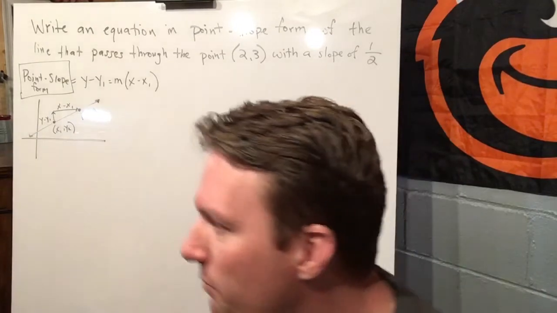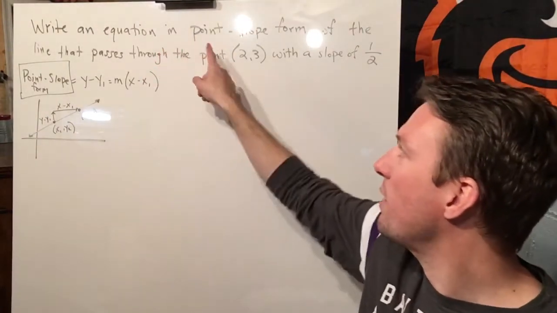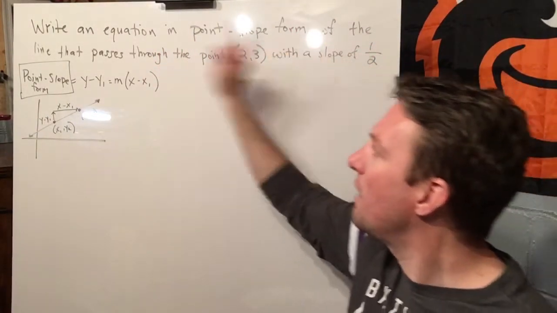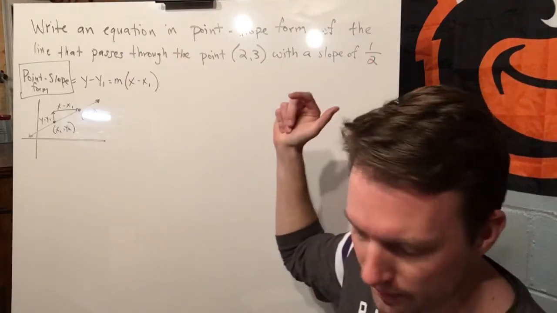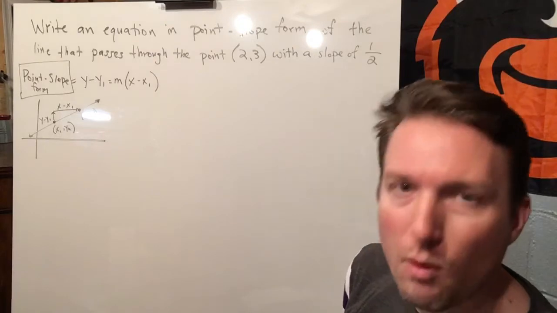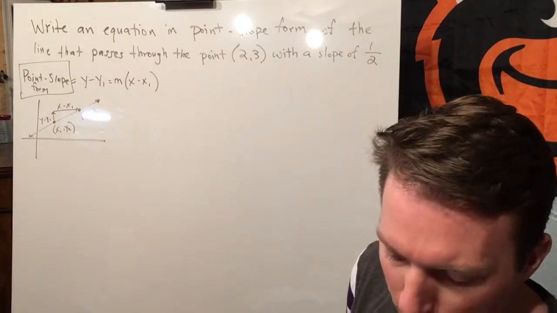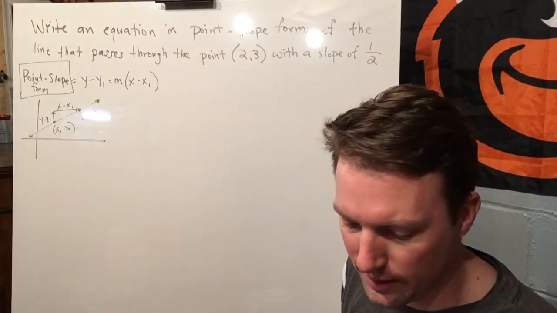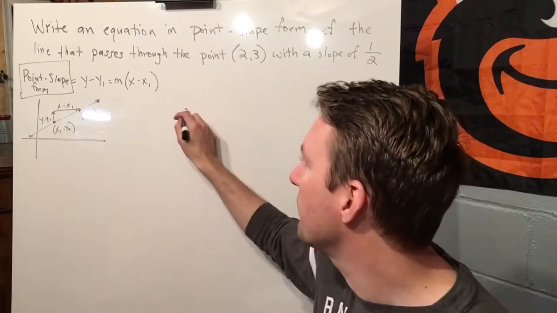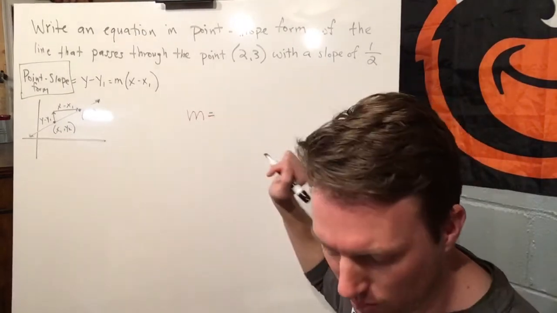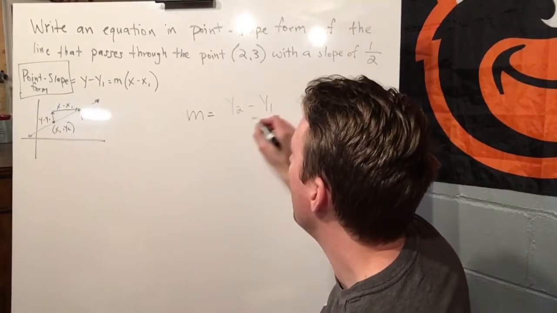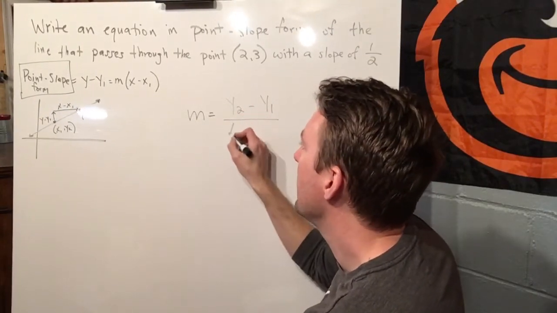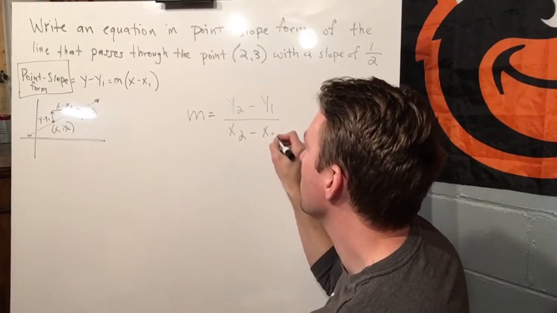So, in the problem, it says write an equation in point slope form of a line that passes through the point 2, 3 with a slope of 1/2. Now, what we're going to do is we're going to start with the slope formula when we do this. Our slope formula, if you remember, is m equals y2 minus y1 divided by x2 minus x1.